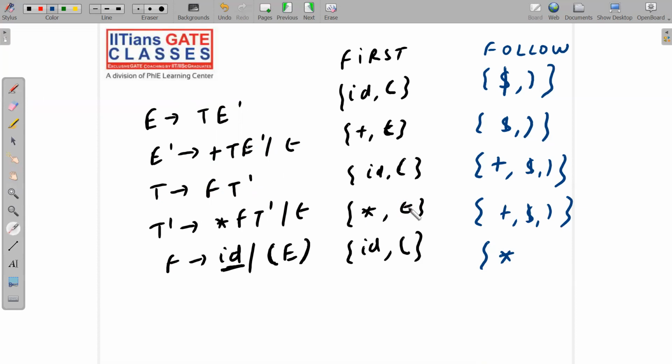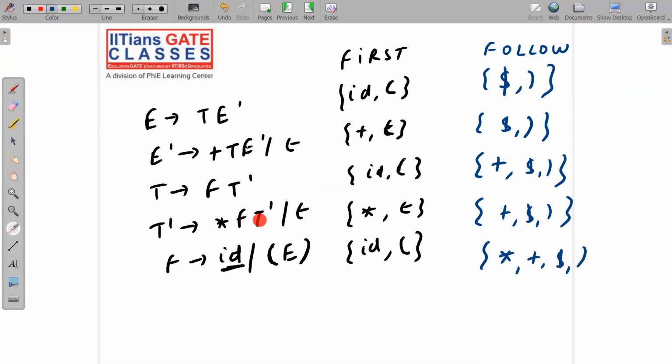You already know. Yeah. So what I will say, follow of F is first of T dash, and T dash is going to null. So just ignore it. Follow of F will be follow of T. Where is follow of T? Copy paste plus dollar closing bracket. Yes. So anything extra? Try to find F. Yeah.